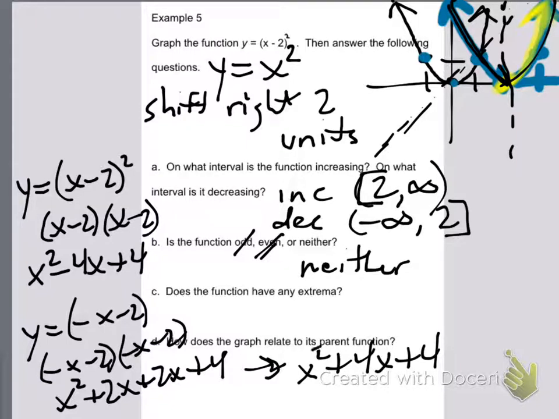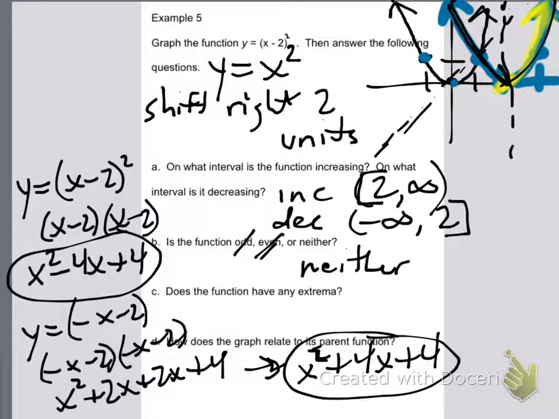So if I compare these, okay, remember, even functions, everything is the same. Numbers, variables, signs are all the same. Well, this negative sign and this plus sign are different, so it can't be even. If it was odd, all the signs here would be different. They're not. Only one of them is different. So odd is out, so it has to be neither. Okay? So that's how you'd prove it algebraically.